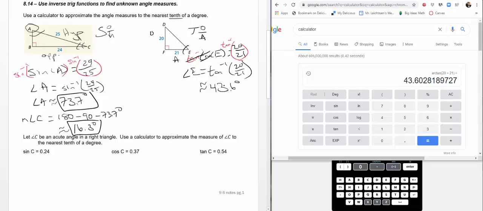Again, I'll find angle D by subtraction. So then the measure of angle D is 180, take away 90, take away 43.6, which makes it about 46.4. Angle D and angle E.